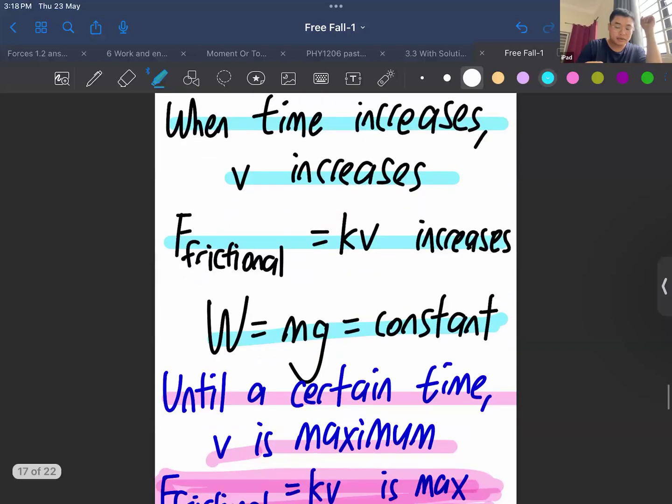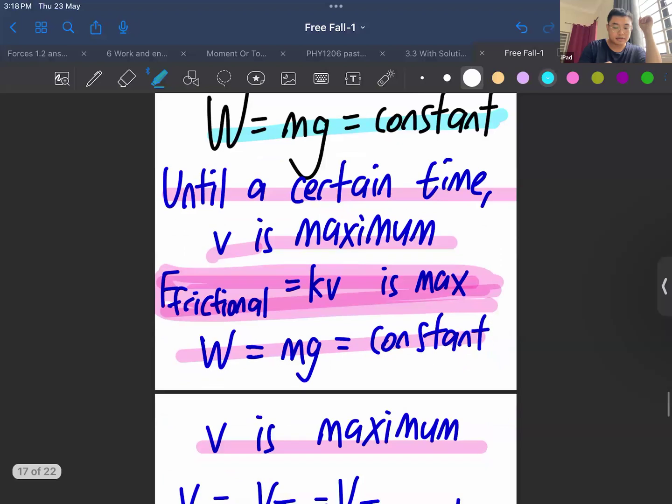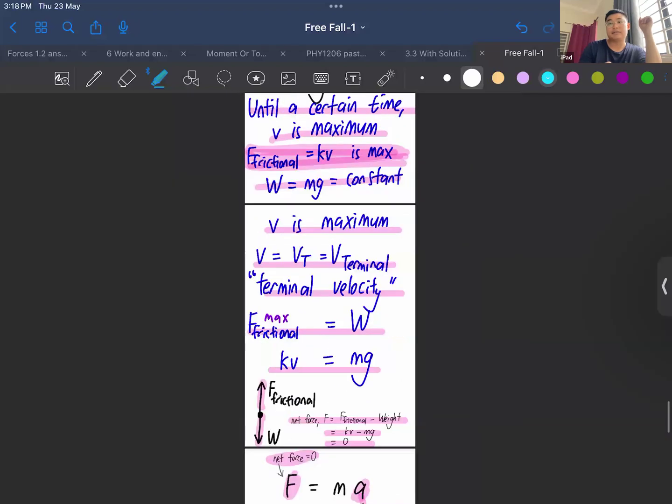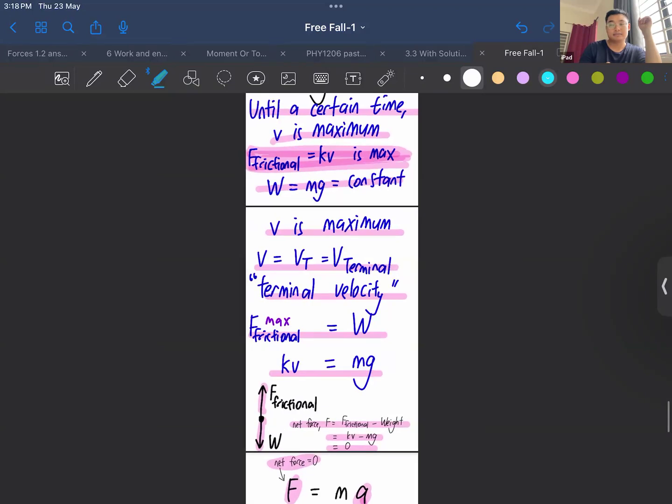Finally, for the pink one, you notice so much. I give you maybe 15 seconds. Pink color. So for the pink color, your velocity is already a maximum. So that is why your frictional force is a maximum.